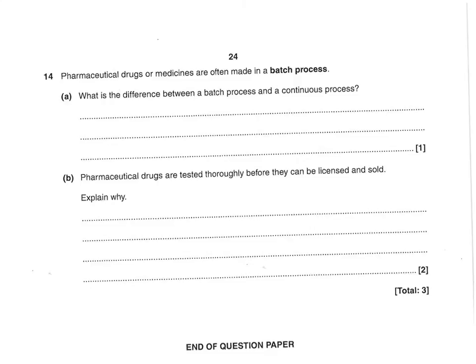Pharmaceutical drugs are tested thoroughly before they can be licensed and sold. Explain why. So 2 marks here, any of these two. First, to see if the drug works, to check whether there's any side effects, and to find out the dosage that is needed for it to work. So any 2 of those 3 points. 1, to check it works. 2, to see if there's any side effects, or to check it's safe, or to check it's not poisonous. And 3, to find out what dose is needed for it to work.